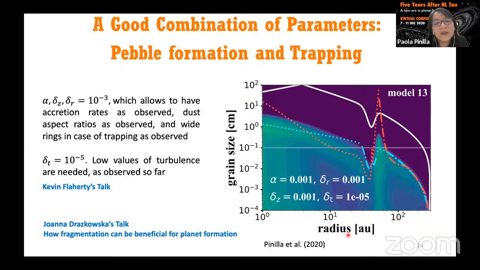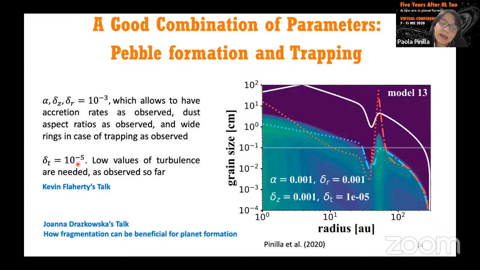And I'm going to show you just one case that works, and that is if we have alpha, the one that controls the settling, and also the one that controls the diffusion, equal to 10 to the minus 3, while the turbulence is very low, 10 to the minus 5. This is a nice result because it also agrees with the low turbulence levels that have been observed with ALMA.